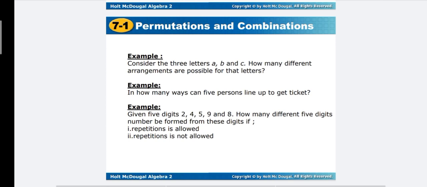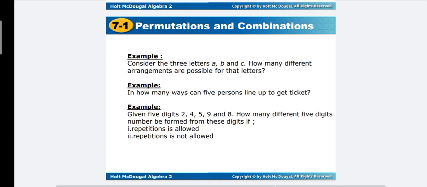Okay, example yang kedua. Given 5 digits 2, 4, 5, 9, 8. How many different 5-digit numbers can be formed from these digits? Okay, so kenapa kita guna permutation this one? Sebab ada perkataan form. Okay, kita nak arrangement. So sebab tu kena gunakan permutation. So kat sini ada 5 digit: 2, 4, 5, 9, 8. So maksudnya kita nak buat 5-digit number. So akan ada 5 tempat kosong.